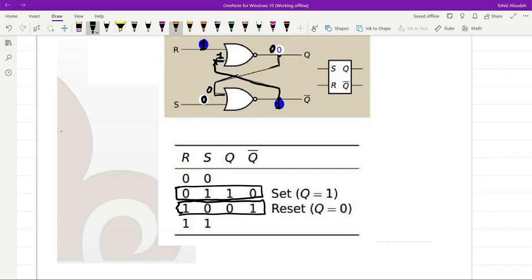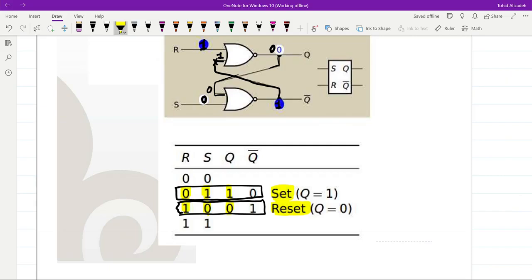So now you can see that if we provide 0 for R and 1 for S, the main output Q will be equal to 1. If we provide 1 for R and 0 for S, the main output will be equal to 0. So that's why we can say that in the first case we are setting the latch, the output becomes equal to 1, and in the second case we are resetting the latch as the output becomes equal to 0.